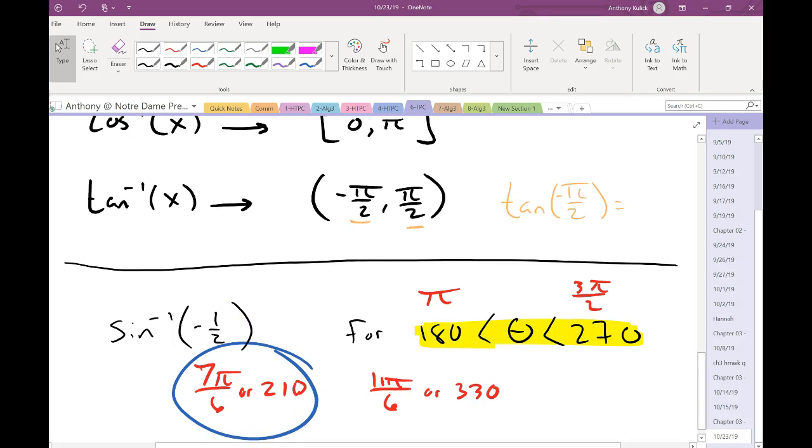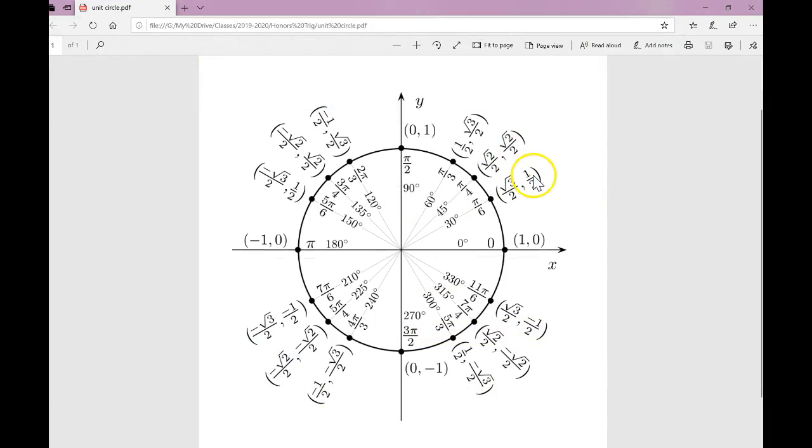So I just went to the unit circle and looked at the y coordinates. And what I'm looking for is places where I get negative 1/2. And then I just wrote down the angle measure that corresponded to that position. So 7 pi over 6 or 210.